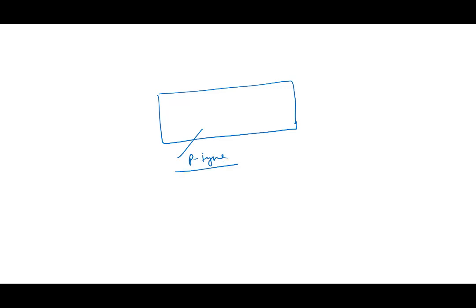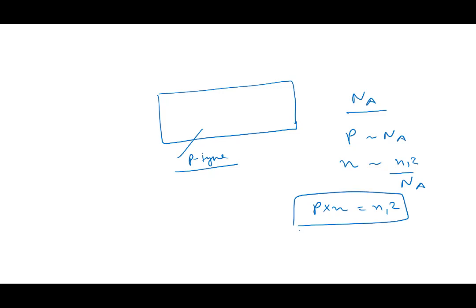But before that, to understand the enhancement mode transistor, you have to remember one thing about the semiconductor. If I have a semiconductor like this, P-type, let's say, and the doping is Na, you know that normally P is equal to Na and N equals Ni square over Na, and P into N is equal to Ni square. Right? You know this relationship.